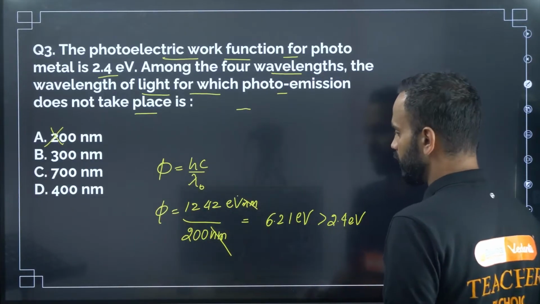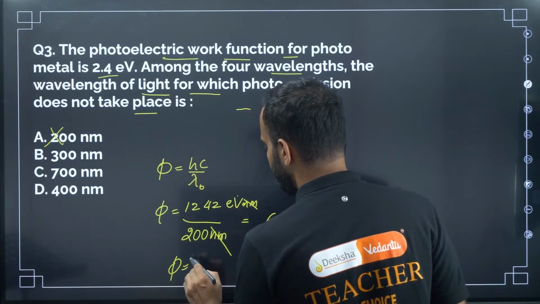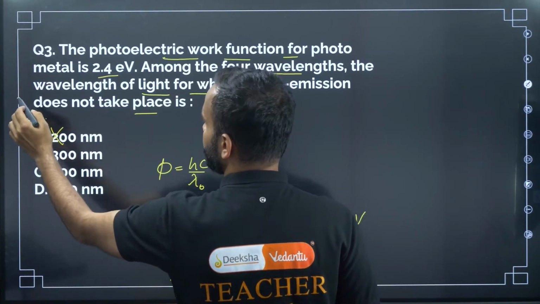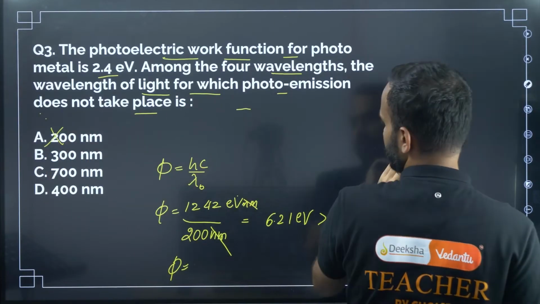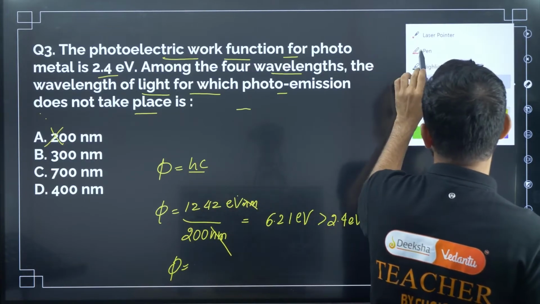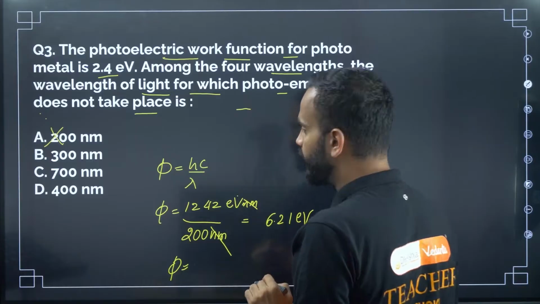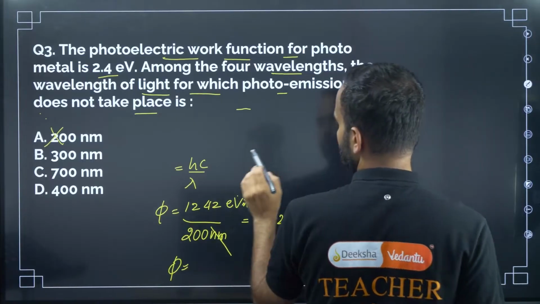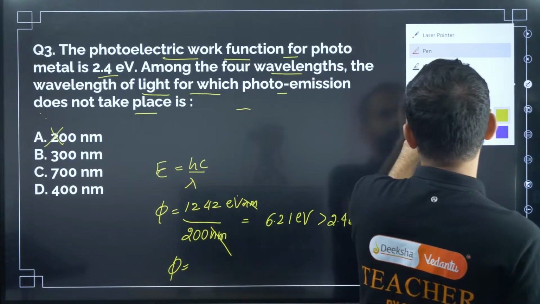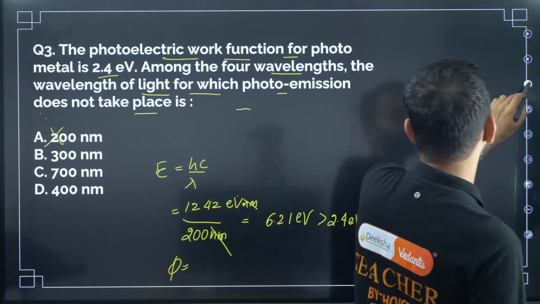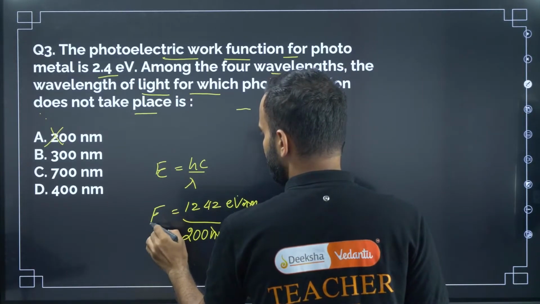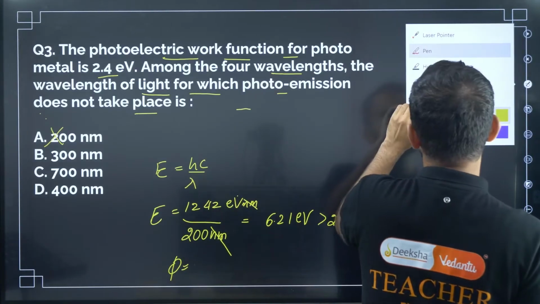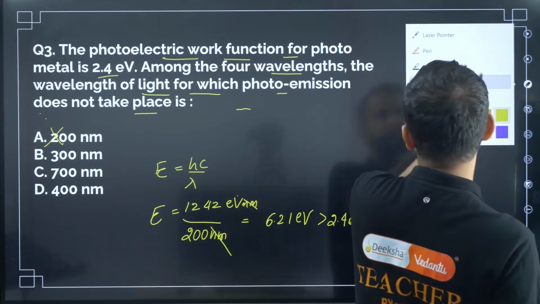Look at the second option. Here, sorry, it is the energy of the incident light, not lambda naught. This is just lambda. So this is E, not phi. Here we are finding the energy of the incident light. The energy of the incident light must be lesser than the work function of the given metal, right? So we have checked the first option. Let's check the second one.